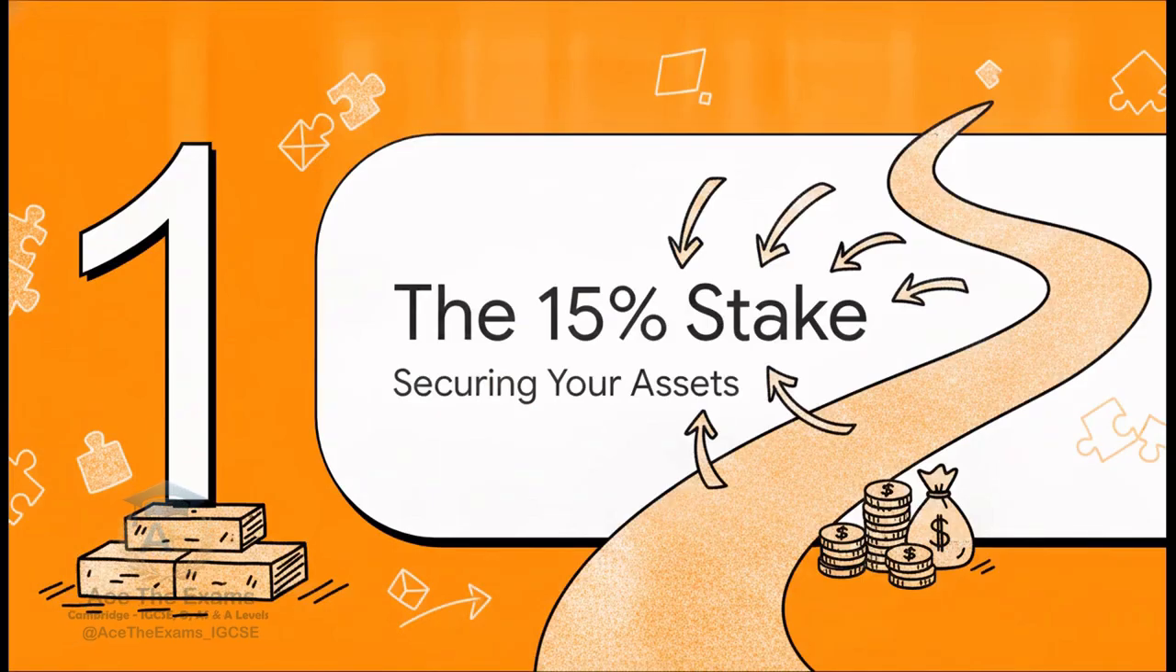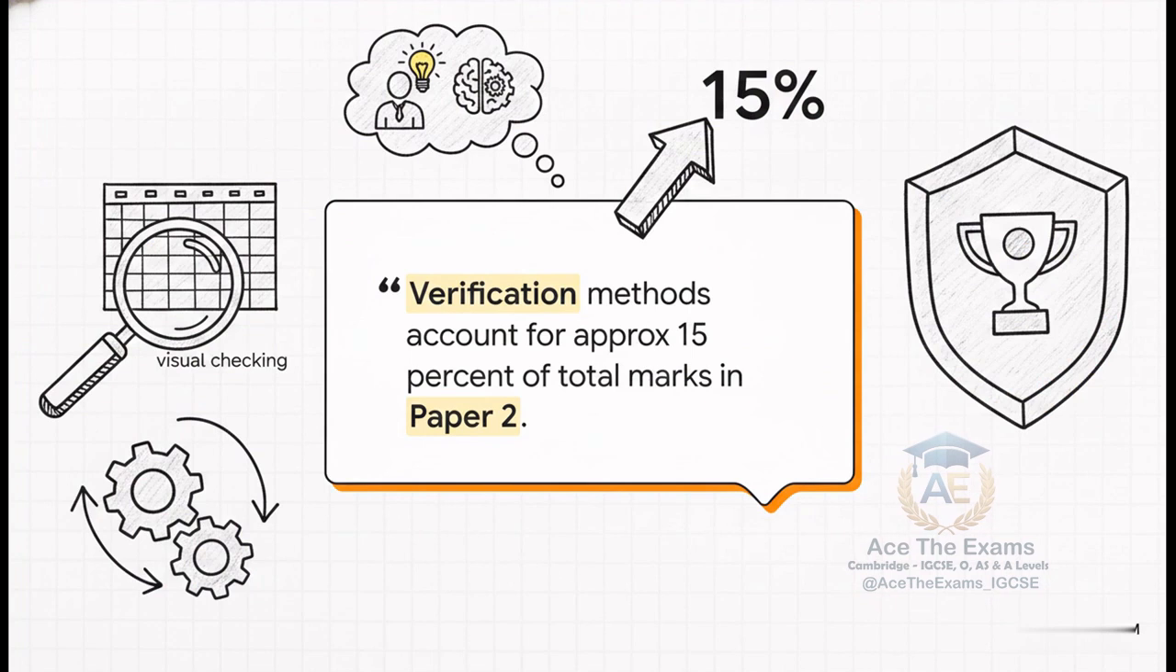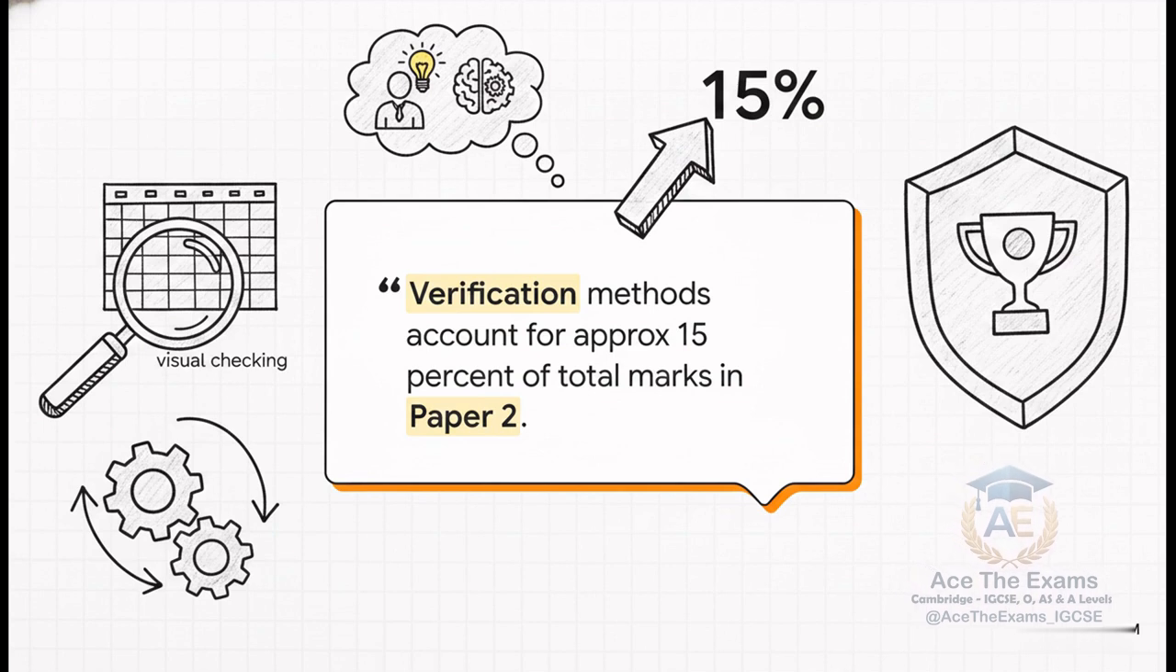Starting off with our first item, the 15% stake. Let's see how securing this asset builds your foundation for the rest of paper 2. Listen, you don't just have to take my word for it. A senior examiner literally went out of their way to highlight this exact statistic. It brilliantly illustrates why we're treating this topic with the utmost strategic importance today.